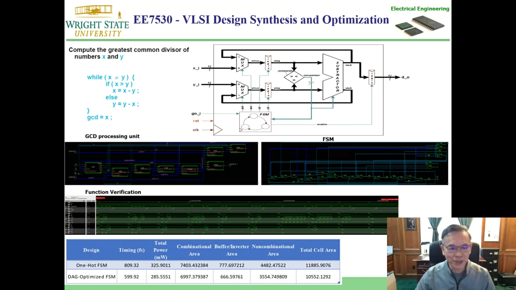The bottom here gives you a comparison of two designs. One uses the one-hot finite state machine design. The other uses the DEC optimized finite state machine design to design the GCD. Now you see from these two designs that the timing and area of the first design, compared with the second design, the timing is reduced from 809 to 599, around 600. And the total area is almost the same, however reduced about 10% from the original one-hot to the DEC optimized design. So this is a trade-off, and we will learn from this experiment.